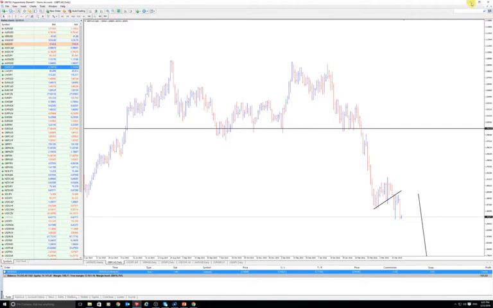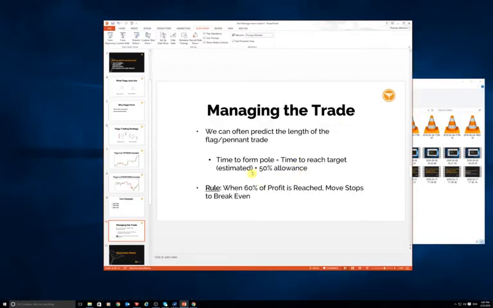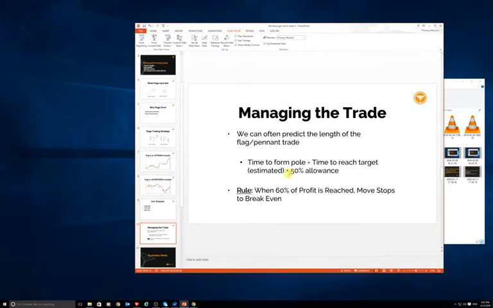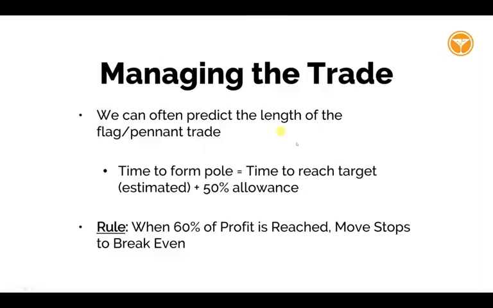So what we're going to want to do is we'll go back to this. We'll want to usually get that time. So in this case, it's the 11 days. And then we'll want to times that by 1.5. So usually a 50% allowance is a good time frame. And that's surprisingly accurate, because it gives people time to get in on the pattern.